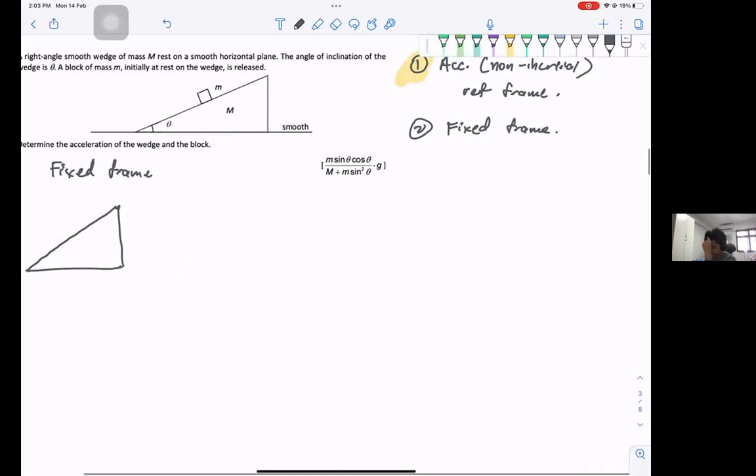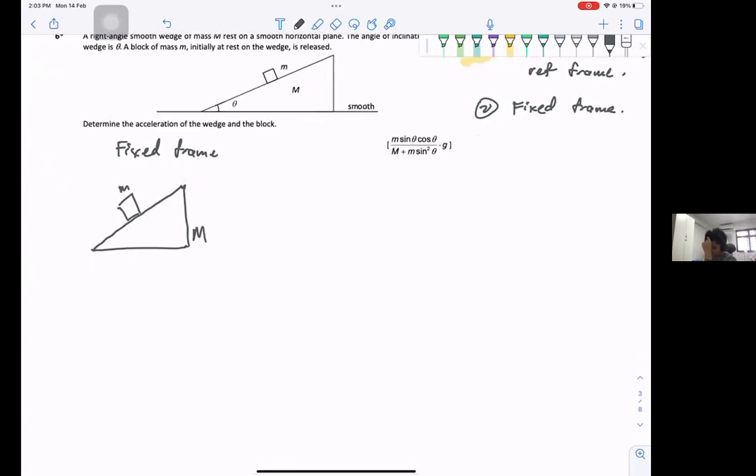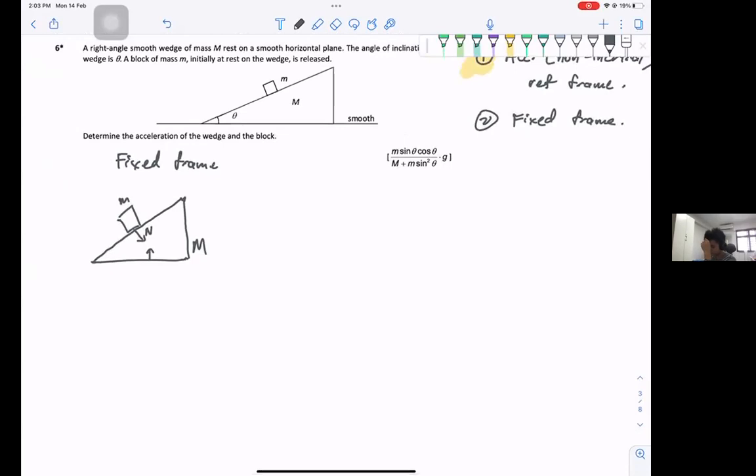So there'll be the block of mass m and the wedge of mass capital M. What forces are acting on the wedge? Firstly, there will be a normal contact force between the ground and the wedge, and then another normal contact force between the wedge and the block. But the normal contact force between the ground and the wedge is not really interesting, because it will always adjust accordingly to make sure that the wedge does not sink into the ground. In a sense, its sole purpose of existence is to cancel the vertical component of this N, right?